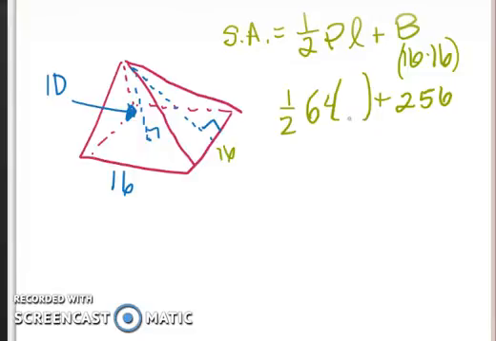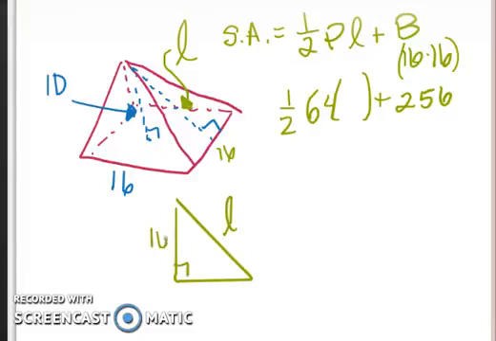The only thing I don't know is my L, and there is a right triangle built in here. This piece right here in the blue is my slant height, so I've got to find that. I'm going to draw the right triangle that is appearing here. This is my L, my slant height. Here's a 90. The height of the pyramid is 10. And this is going to be half of this, so we cut it in half and we get 8. That's right where it meets. This is 8, half of that base side.